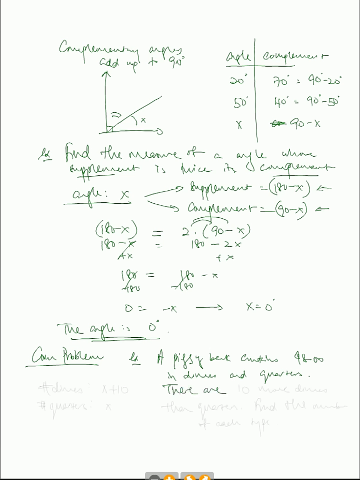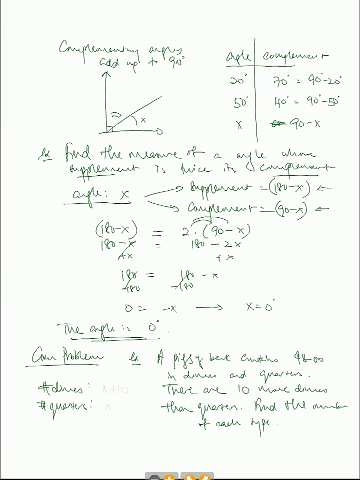There are 10 more dimes than quarters. Find the number of each type. Alright, so when you read the question, straight away it jumps at you, right? There are two types of different coins. So let's write down number of dimes, number of quarters.